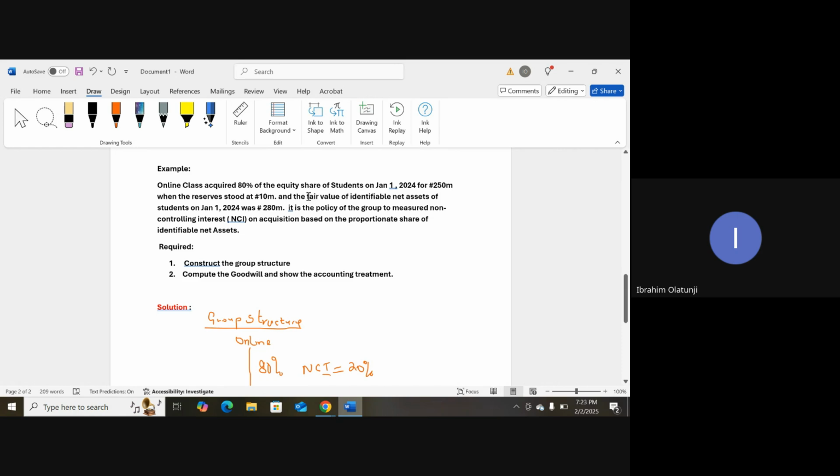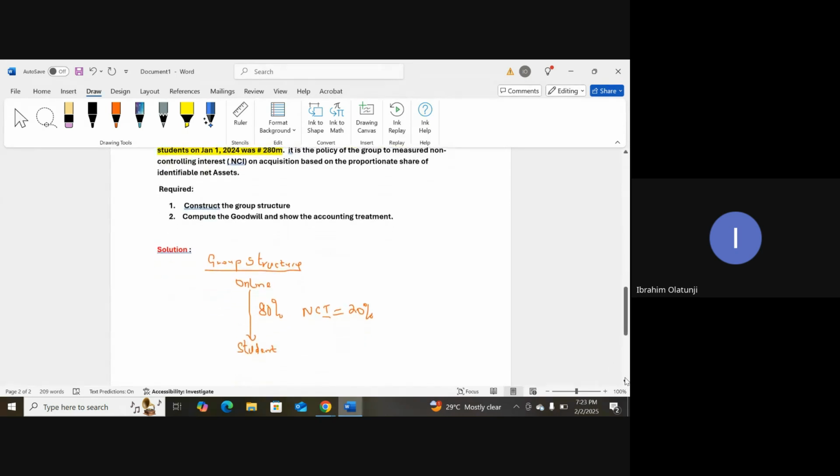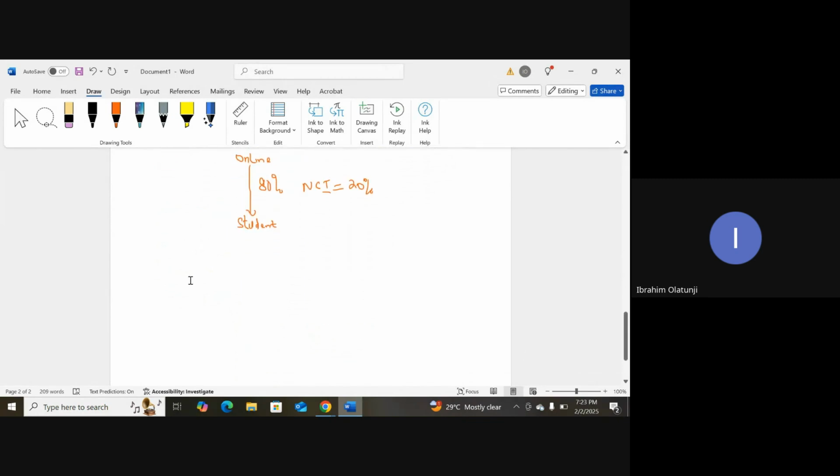Is it clear, my sister? Yes, sir. They've already given it to you, so no need of computing the net asset of the subsidiary. They're already giving you the value here. So after that, just go and compute your goodwill. Is it clear? Yes, sir. Computation of goodwill.